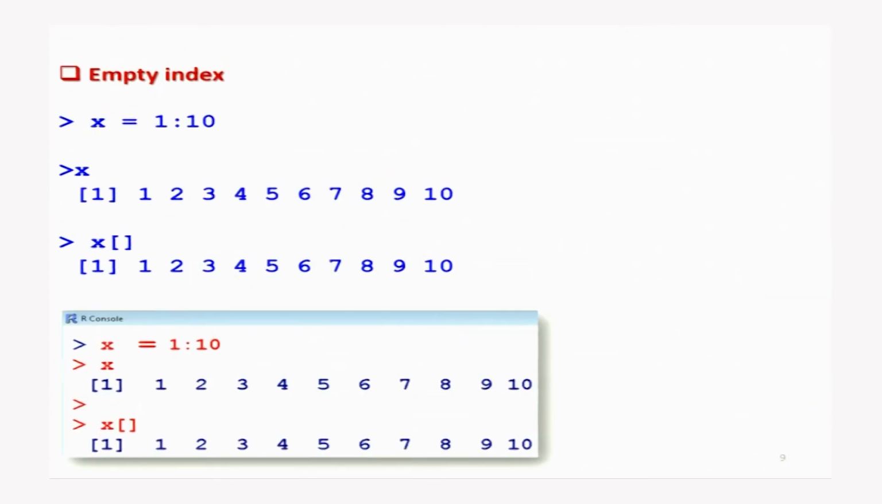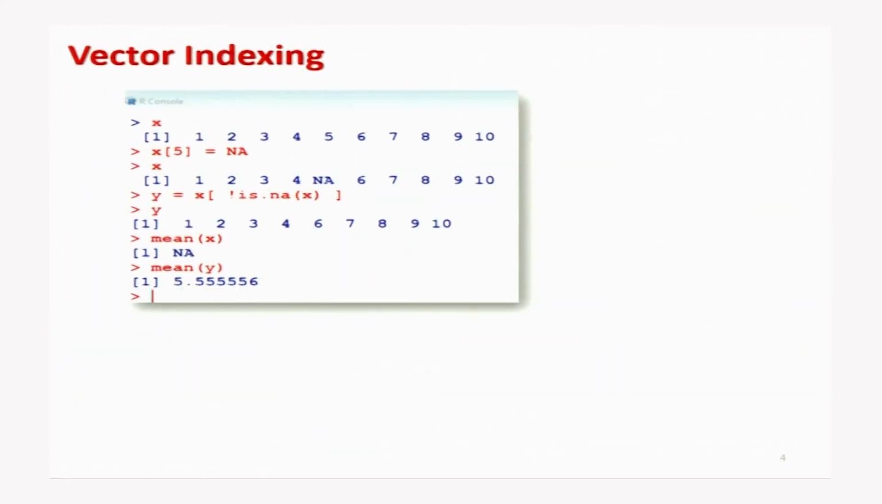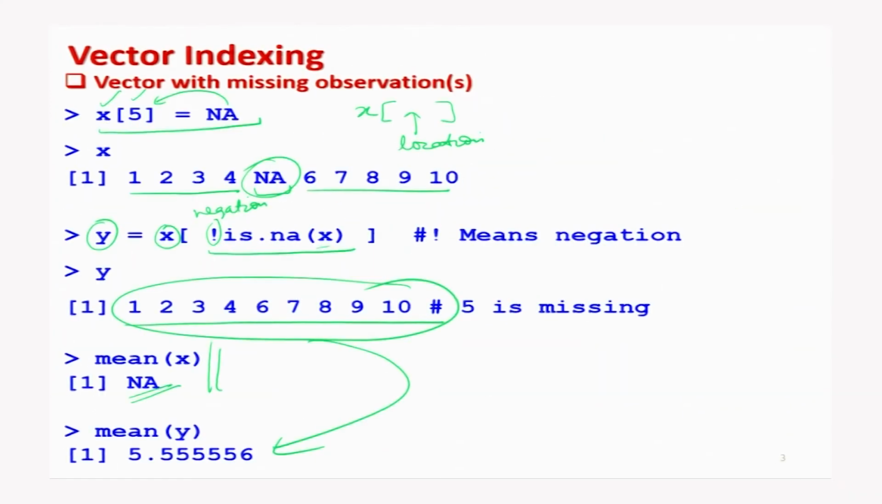Then one more very simple operation: when you write x equal to 1:10, it will give you this output. But if you simply write x and then the square brackets after it, this will give you the same outcome. So, depending on your need, you can use these arguments and your data manipulation will become simple.